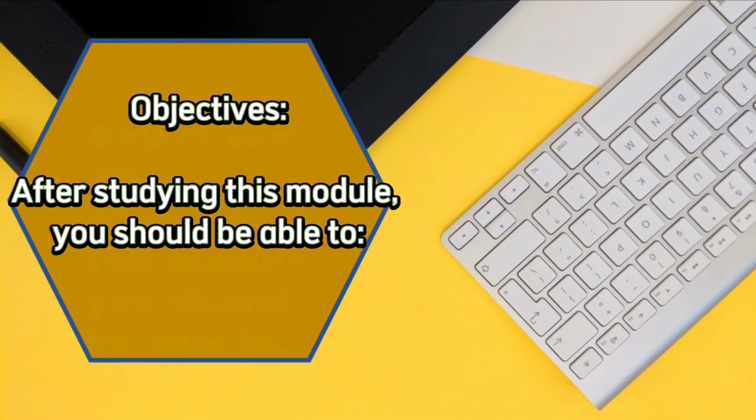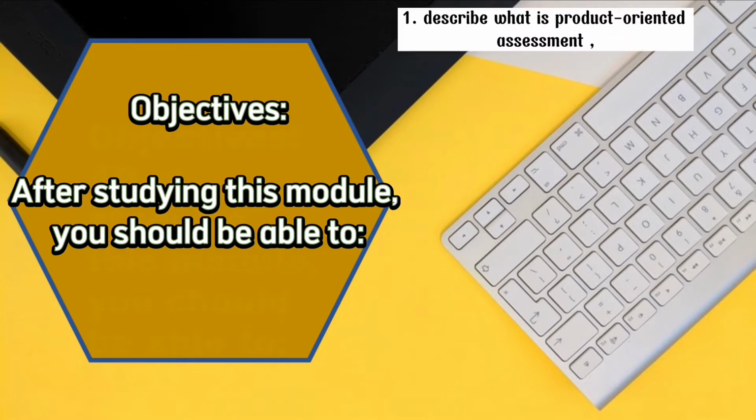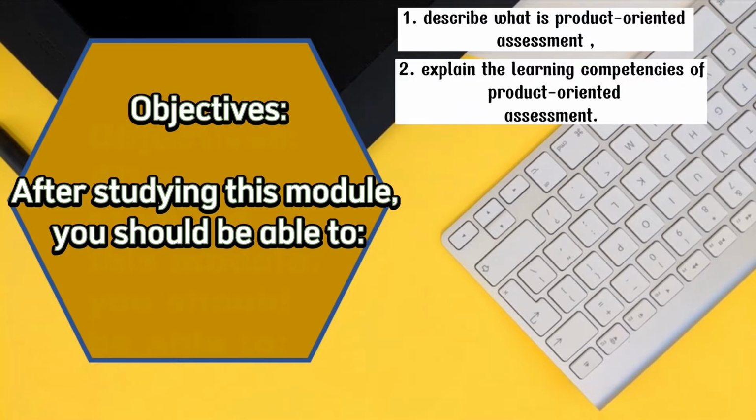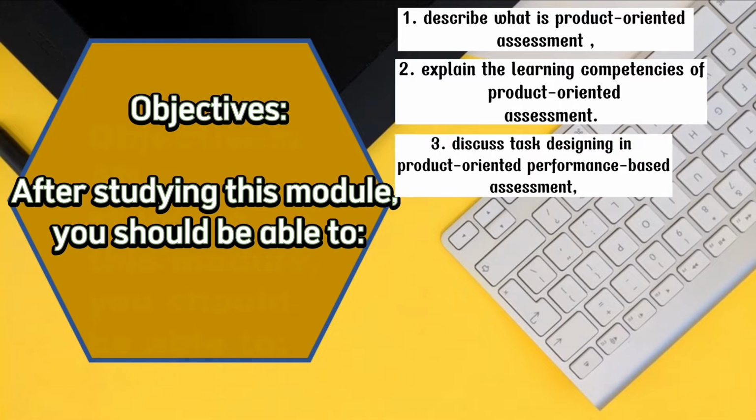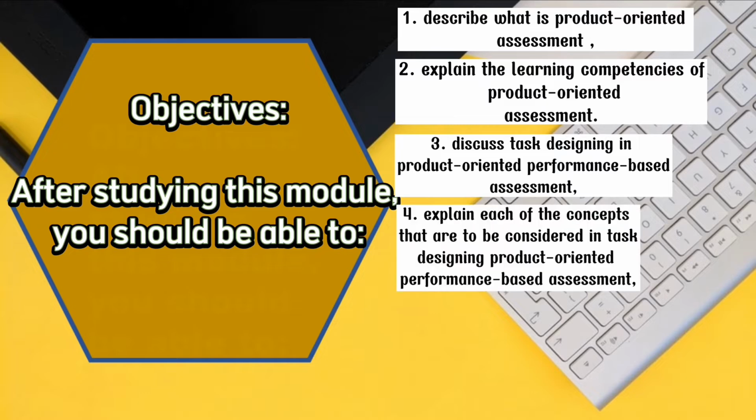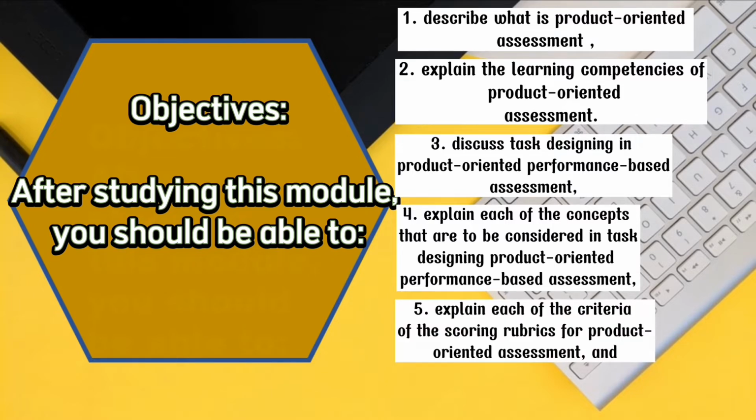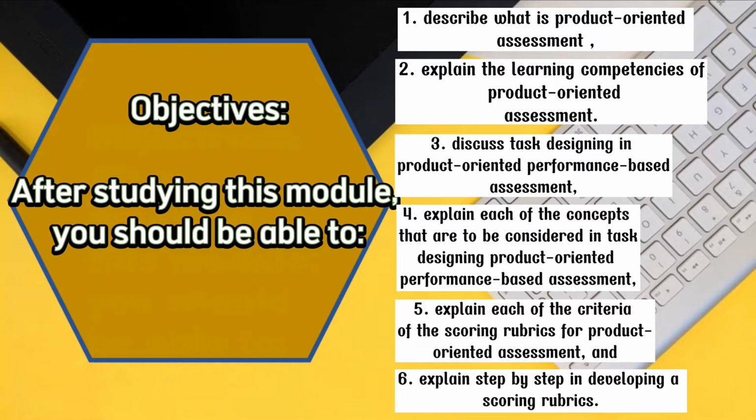Objectives. After studying this module, you should be able to describe what is product-oriented assessment, explain the learning competencies of Product-Oriented Assessment, discuss Task Designing and Product-Oriented Performance-Based Assessment, explain each of the concepts that are to be considered in task designing product-oriented performance-based assessment, explain each of the criteria of the scoring rubrics for Product-Oriented Assessment, and explain step-by-step in developing a scoring rubrics.